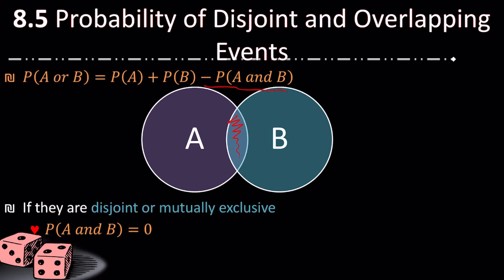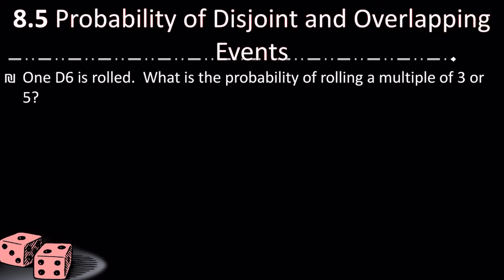If there is no overlap, so it's disjoint or mutually exclusive, then that overlap equals 0, and your Venn diagram would be really boring and look like that. So let's try an example.